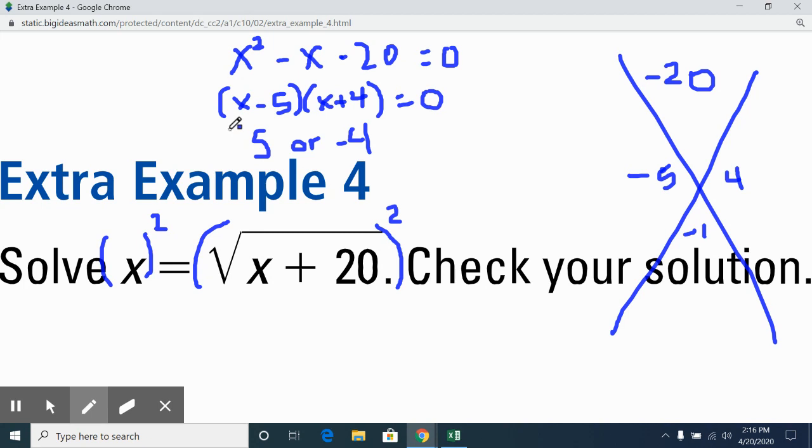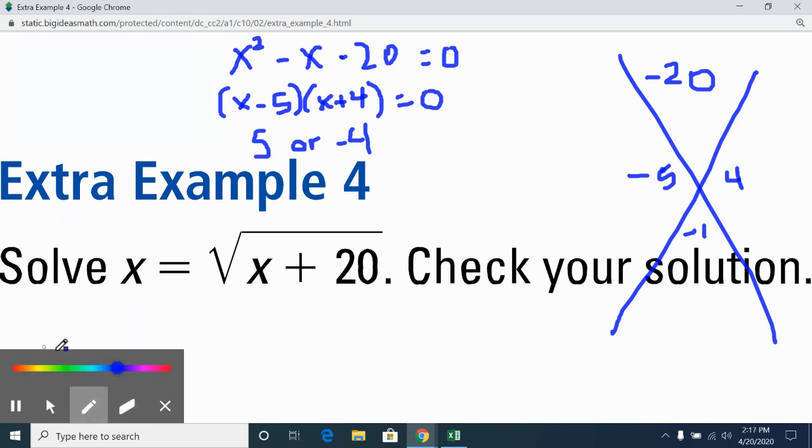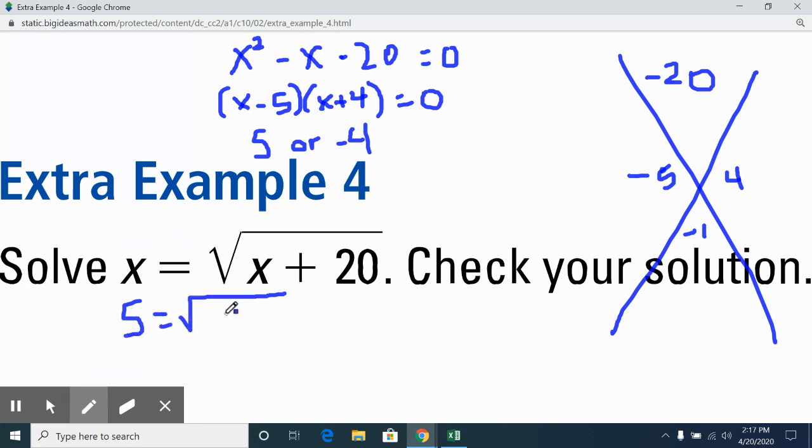Okay, so now I got to check it. All right, so I want to see if there's an extraneous solution here. I'm going to erase all this work down here because I'm just going to use the original equation I had. So let's try plugging in 5 for x first and see if that works. I would have 5 equals the square root of 5 plus 20, so the square root of 25. The square root of 25 is 5, so this works.